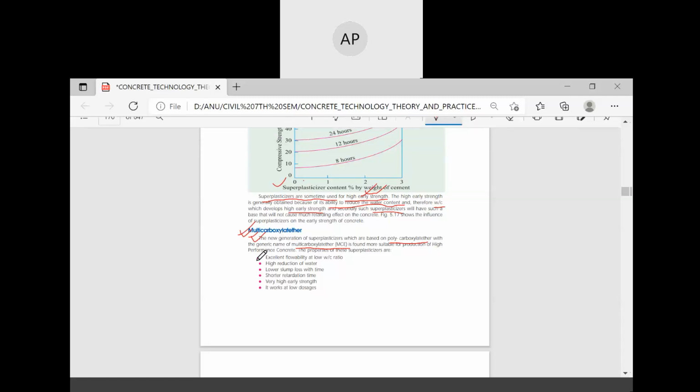What are the properties of this chemical super plasticizer? Excellent flowability at low water cement ratio, high reduction of water, low slump loss with time, shorter retardation time, very high early strength, and it works at low doses.